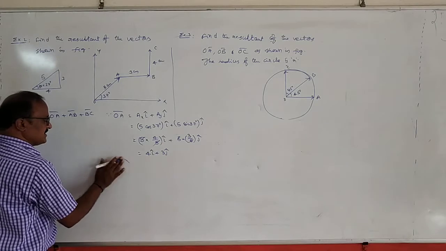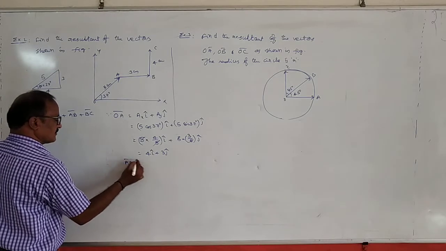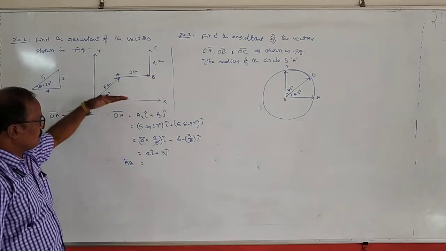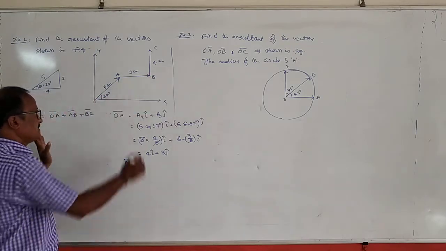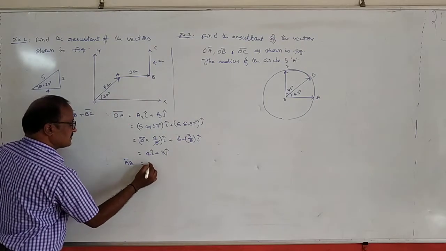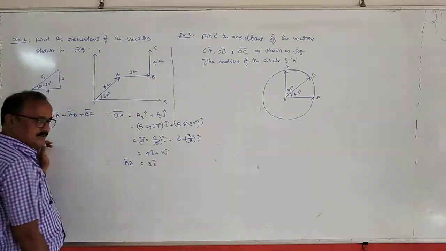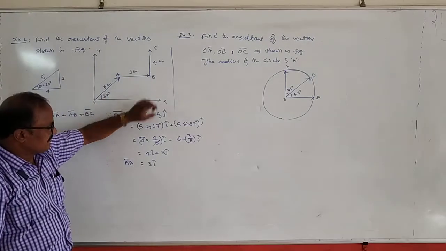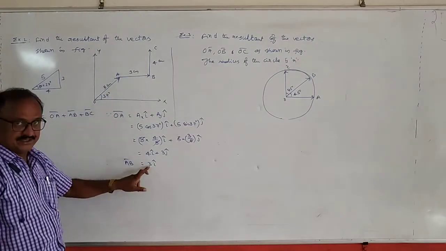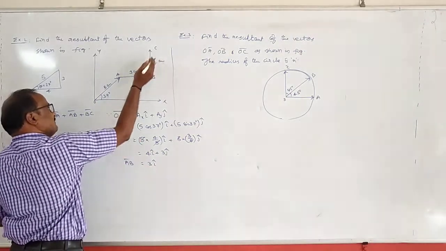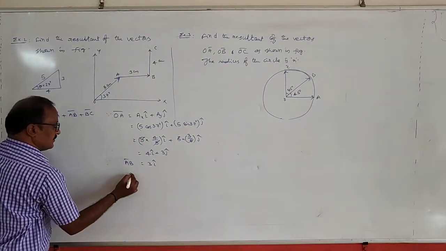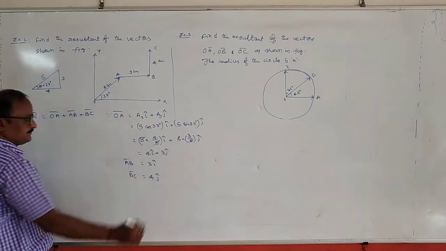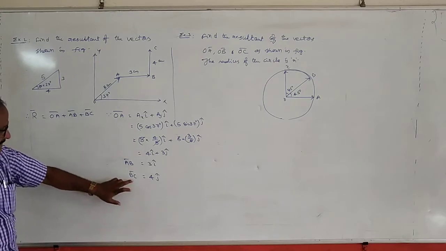And what is AB bar? AB is parallel to the x direction, so it can be written as 3 into i cap. This vector is parallel to the x axis. Along the x direction the unit vector is i cap and the magnitude is 3 units. Next, BC is parallel to the y axis, therefore BC bar is equal to 4 into j cap. These are OA bar, AB bar, BC bar.